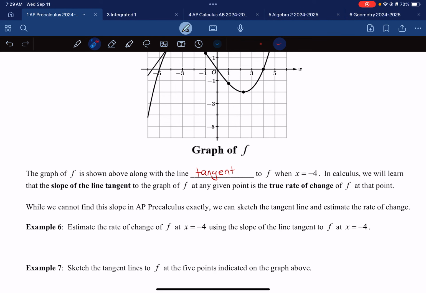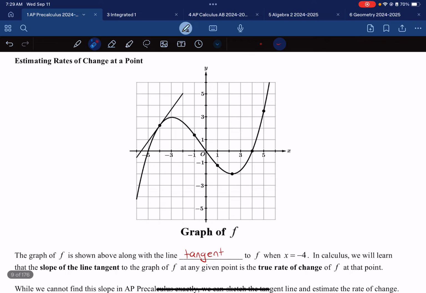Again, there's words down here. Slope of the tangent line, the true rate of change. We'll talk about that more in calculus. What is that rate of change? I'm going to swap that out again for the word slope. Estimate the slope when x is equal to -4. So check this out. Here's x is equal to -4. What is the slope of that line? I'm going to estimate it.